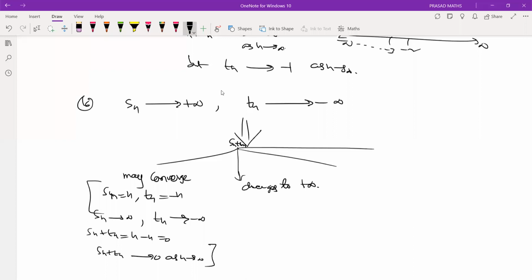Example, suppose you take this. Suppose Sn is equal to 2n and Tn is equal to minus n.